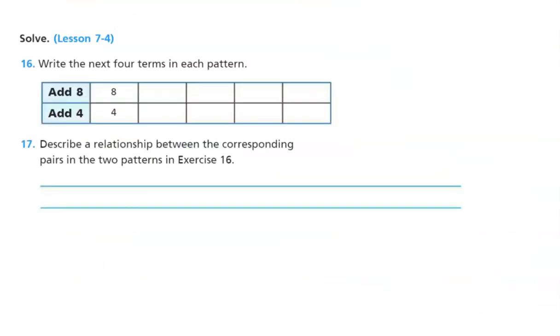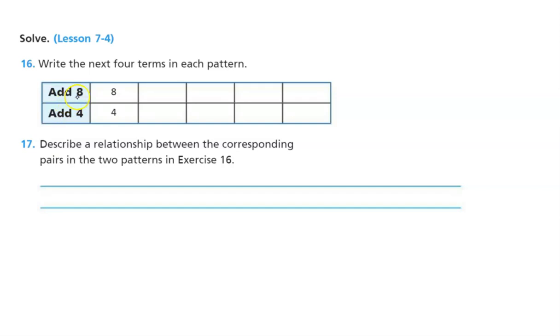Couple more problems. This one wants you to just simply write your next 4 terms in each pattern, and then it wants you to write a relationship. This will be good because you have a test tomorrow, and you are going to have to write a relationship, although I pretty much just had you fill in the blank, so it shouldn't be too bad.